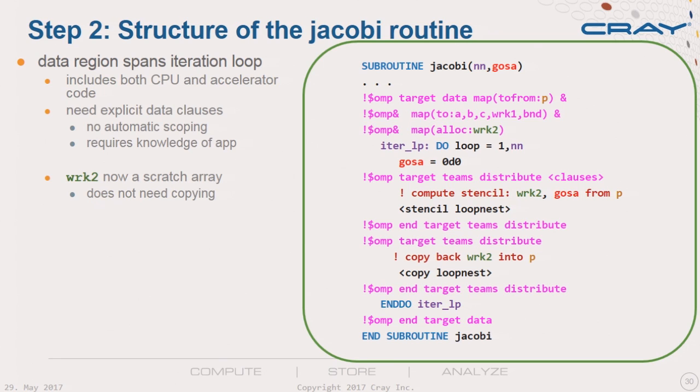So the second line is the same? This second line here, with the map to, yeah, it's the same, since we still need to copy to the GPU arrays A, B, C, work 1, and the boundaries that we defined before, in their initialized values. At a later stage, hopefully, we could also do the initialization on the GPU, then we do not need to copy anything there. But so far, the initialization is done somewhere else on the CPU, so we need to copy data.